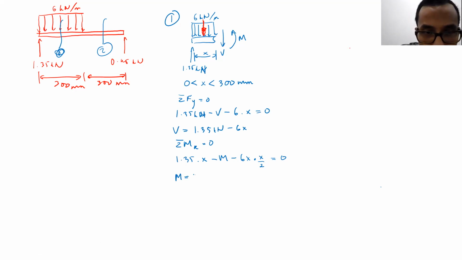So in this case, what we will have later will be m equal to what? It will be m equal to 1.35x minus 3x squared like that. The m already moved.